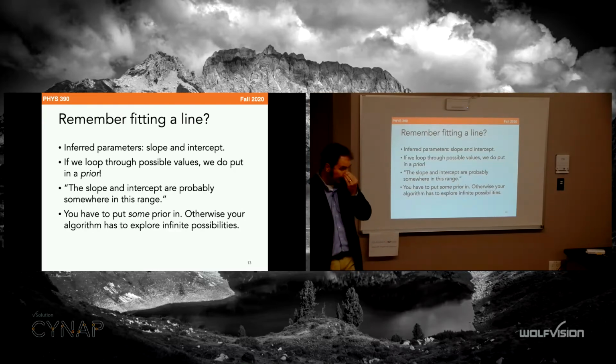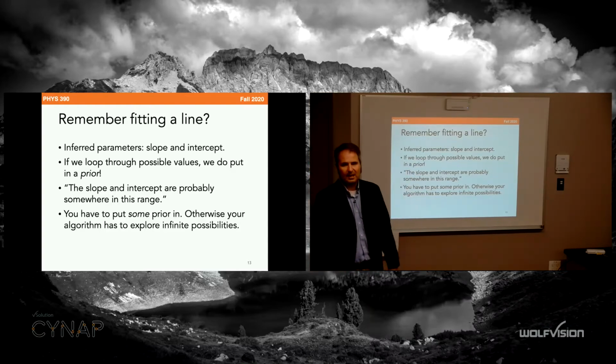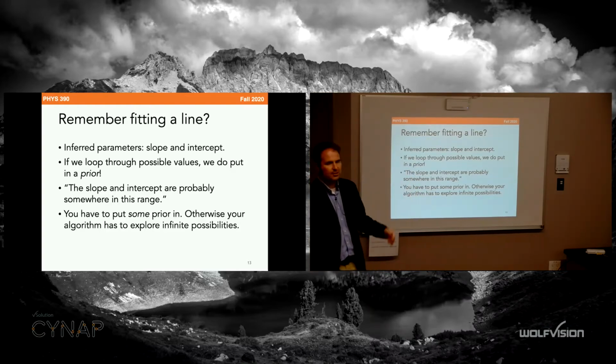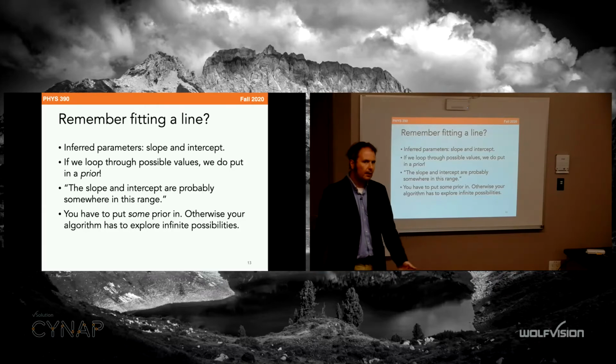So remember fitting a line. Okay, well, we already did that there. We inferred the parameters, slope and intercept. If we don't loop through all possible values, we do put in a prior. We put in the range that was reasonable. Oh, you know, the points go up, so there has to be a positive slope. So it has to be above 0. I just got rid of infinite negative numbers. That's a prior. It's a very healthy prior. It was a sensible one.